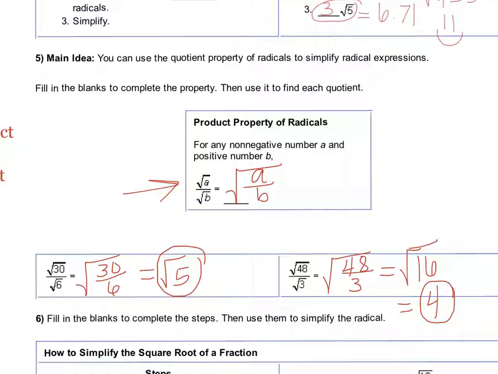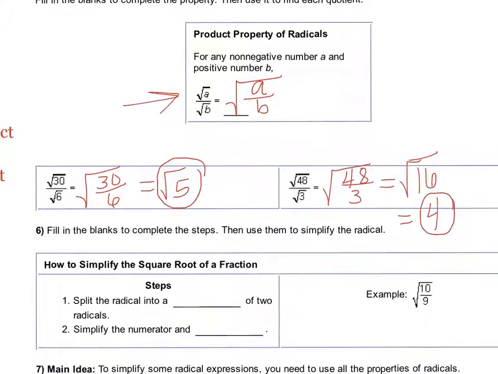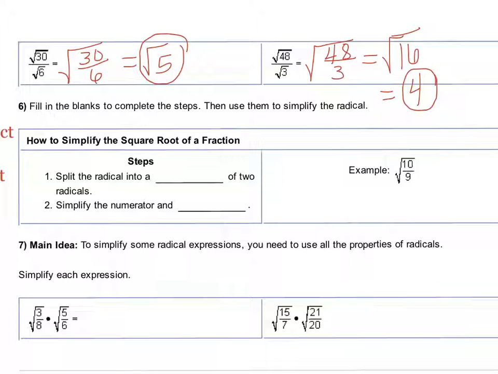All right, now, keeping it moving. How to simplify the square root of a fraction. Fractions are your friends. So the steps are to split the radical into a quotient. I know these words are not working out very well for me, but that's okay. We're going to get better with time. Quotient. All right, let's put it there. Of 2 radicals, and then we're going to simplify the numerator. And if you simplify the numerator, it's not fair unless you simplify the denominator.